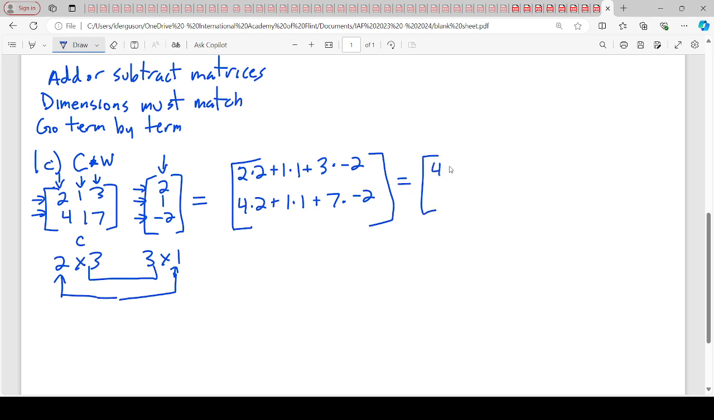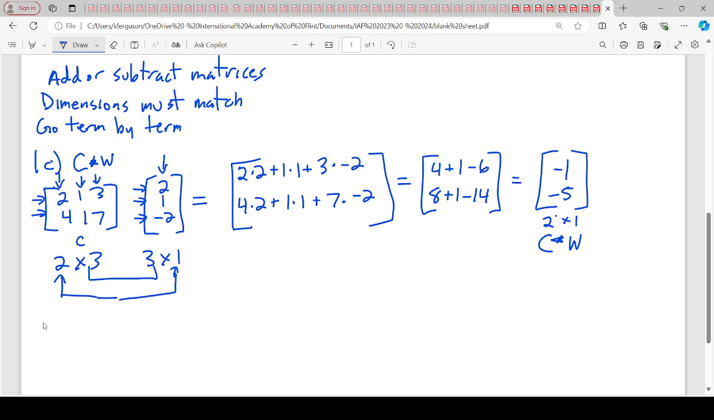So let's go ahead and simplify this. So I'm going to have 4 plus 1 minus 6 and 8 plus 1 minus 14. So 4 plus 1 is 5. 5 minus 6 is negative 1. And then 8 plus 1 is 9. 9 minus 14 is negative 5. And so here is my 2 by 1 matrix. That is C times W, or CW, I guess you could say.